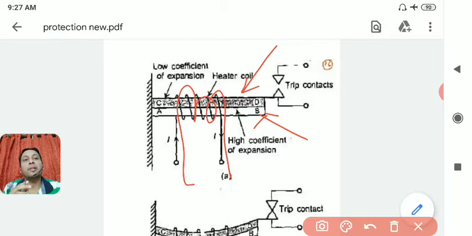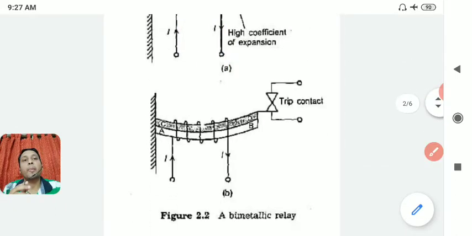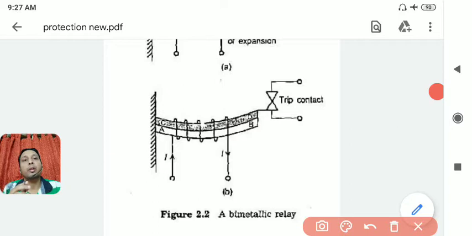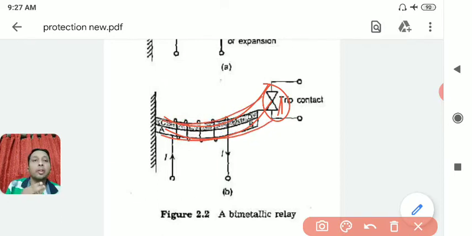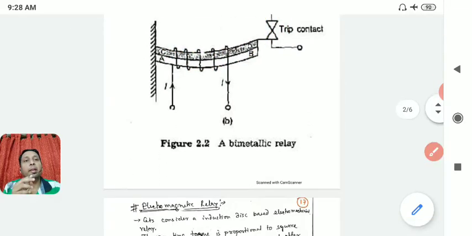If it's bent, then it will move up, and the trip circuit contacts will touch each other. You can see here in the next drawing itself. This is also bent, this is bent, so that's why this circuit trips. They touch each other. So you can see the lower one is bending high and the upper one is bending low. That's why the lower one is of higher coefficient and the upper one is of lower coefficient. So this was the idea of the thermal relay.